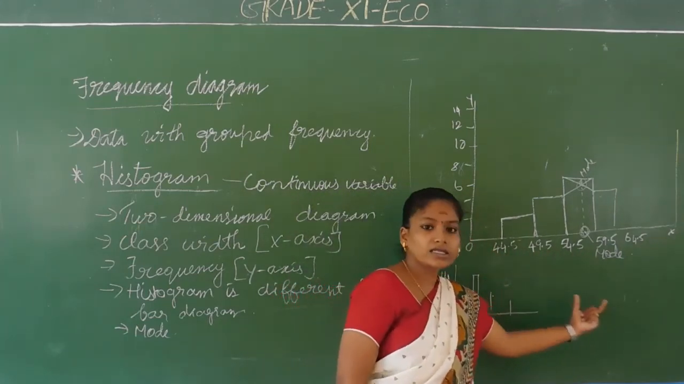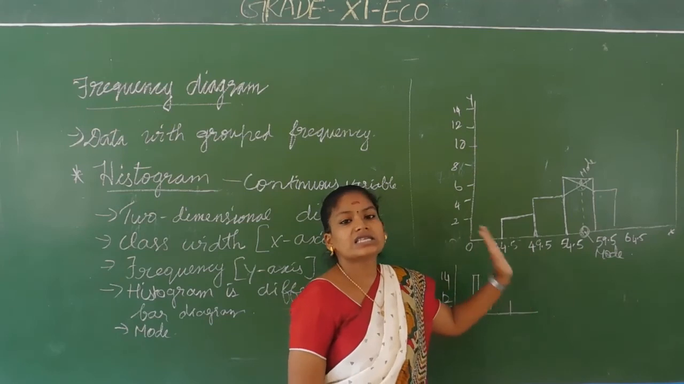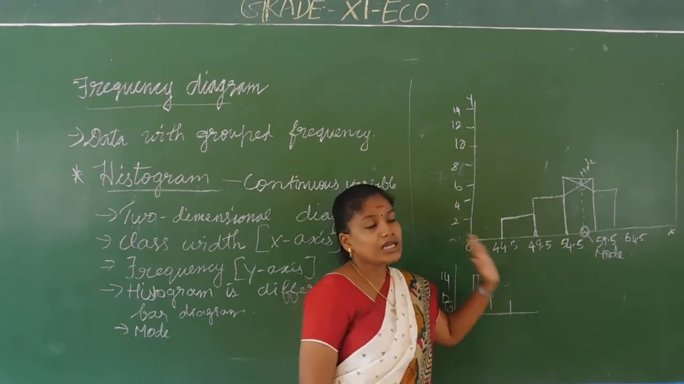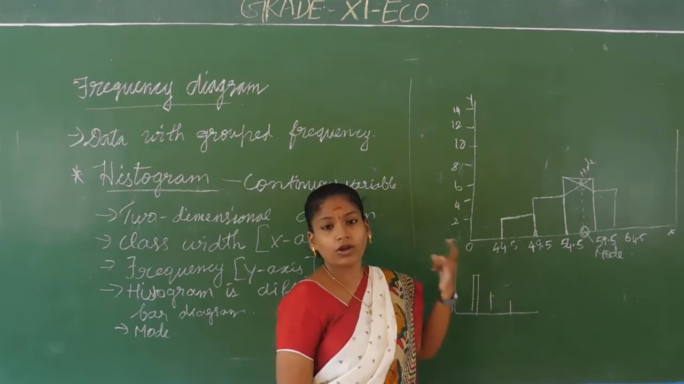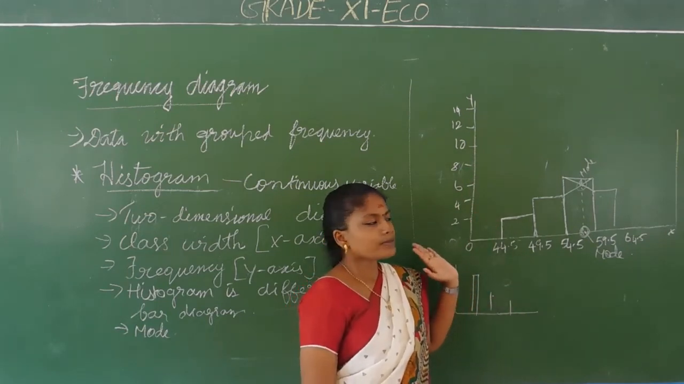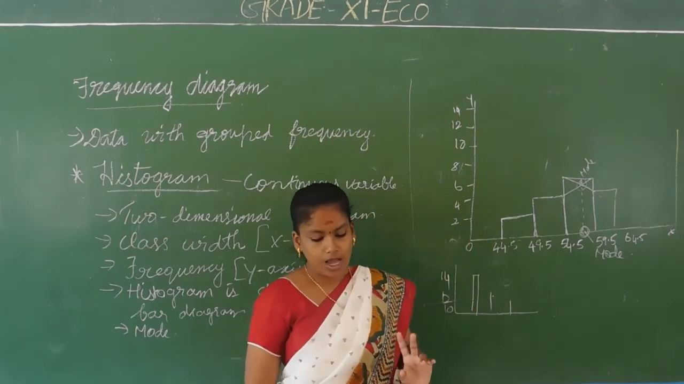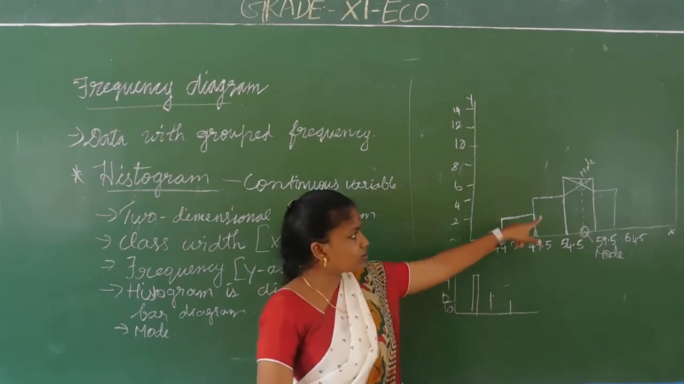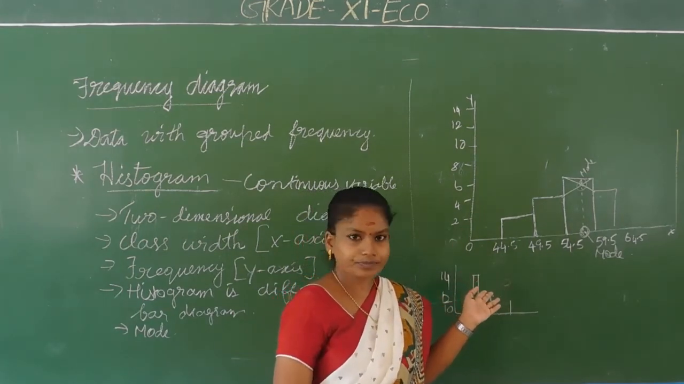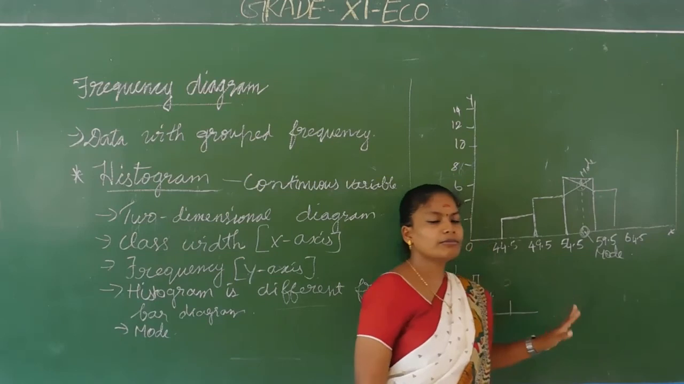So you have to mark that on the x-axis, and the frequency will be marked on the y-axis. The width is very, very important. Unlike a bar diagram, in a histogram the width of the rectangular bar is taken into account. The height marks the frequency and the width marks the class limits. Right, children? So both are important here. And you can find the mode also. You just find the tallest bar, the highest frequency. From that you find the mode in the center. The point where both the lines intersect will be marked as the mode.